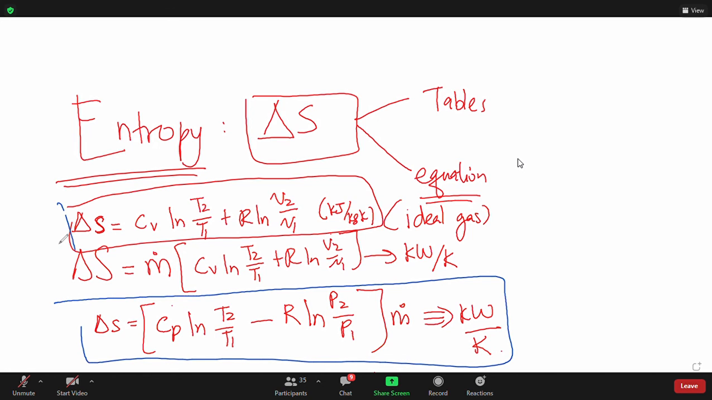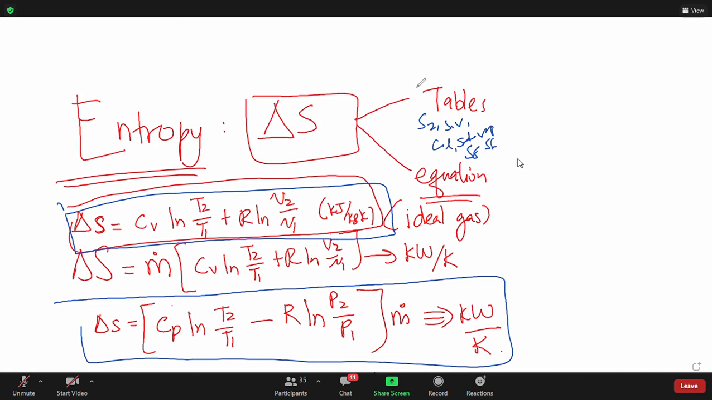If it's an ideal gas and you don't use this equation, there's something wrong with you. If it's water or R134A and you don't use the tables to go and find s2, this could be superheated vapor, compressed liquid, saturated vapor, sg, sf, whatever, right? So there's something wrong with you. Okay, everybody can find delta s. Is that a yes or a no? Yes, doctor.